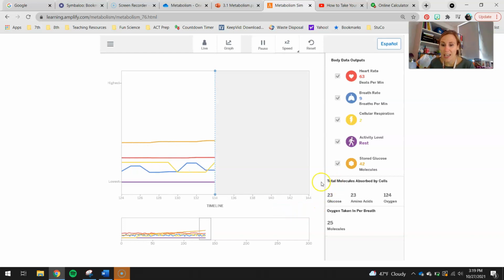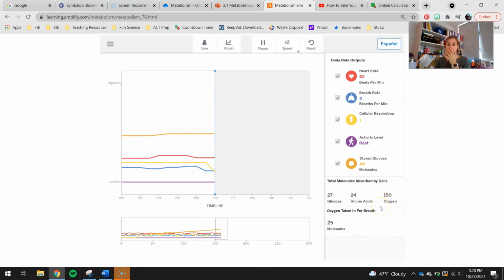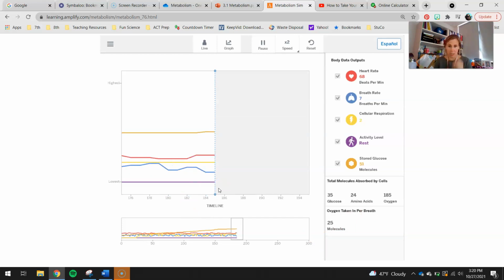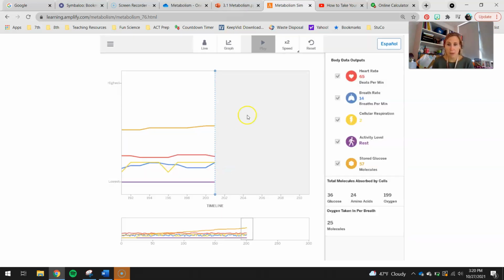With that being said, resting, let's see how much glucose is used up in our cells, and how much oxygen is used up in our cells. So you guys are going to test this twice. I'm almost at 200 time units, so it should be up soon, and I should have some data. Right there. Okay, so my results have concluded. I'm also going to write my observations, which I'm going to let you guys handle.